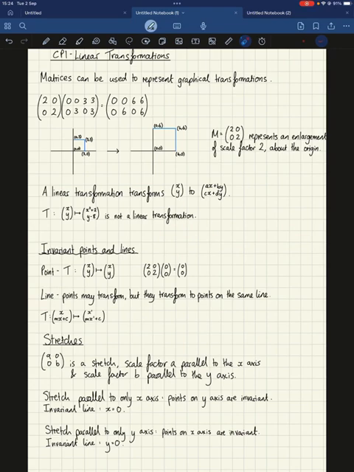Now we can represent this. If we look at the equation of a straight line, we know it's y equals mx plus c. So our point x, y can be written as x, mx plus c. Because we're dealing with an invariant line, we don't need the exact coordinate, we need the coordinate that's on the line. So we have the mx plus c. Now, like I said, the points may transform, they may not be invariant.